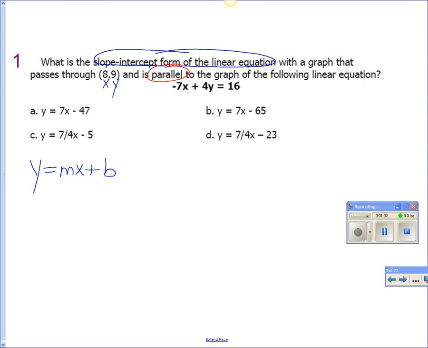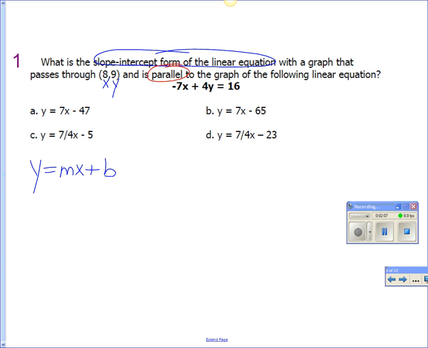Another key word is parallel. Circle that for me. Another key word is parallel. What does parallel mean? Same what? Slope. Okay. Here's the extra step we have to do today. When you look at this right here, what is the slope? You don't know it yet. What do you have to do today on this? You've got to solve it.